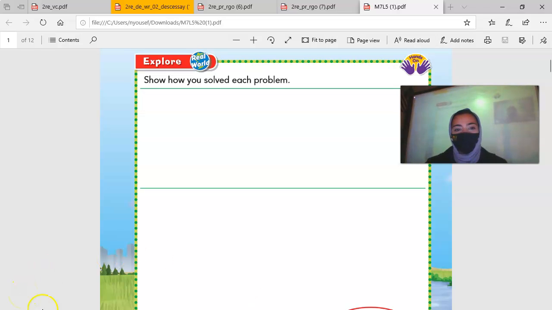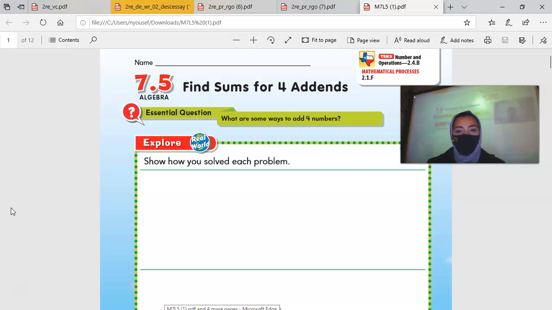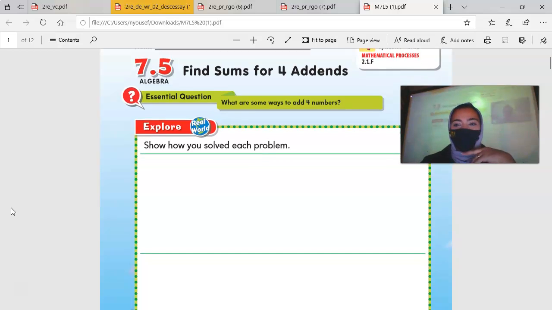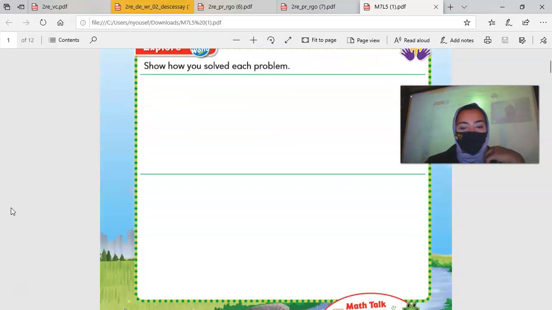Okay, hi, welcome. We are on section 7.5 today. Find sums for 4 add-ins. Oh my goodness. You guys had a preview of this on your homework yesterday. You had about 2 problems that had adding 4 numbers, okay? Whew. Take a deep breath in and let it out. Here we go. What are some ways to add 4 numbers? Show how you solve each problem.